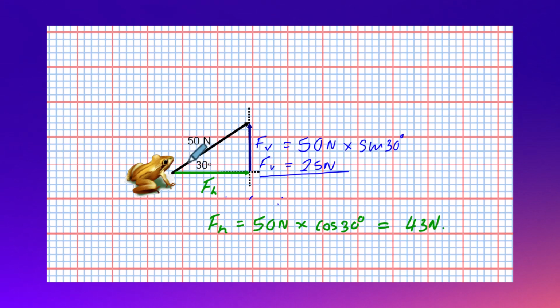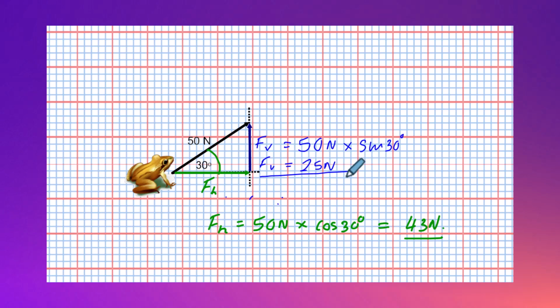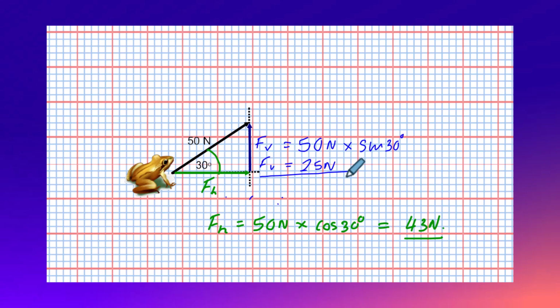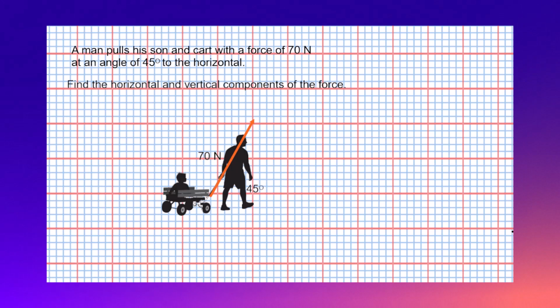So we've got a 50 newton vector at an angle of 30 degrees, and we've broken it down to a horizontal component, FH, which has a size of 43 newtons, and a vertical component, which has a size of 25 newtons. And that's very helpful when we come to different problems, breaking down the 50 newton vector into its horizontal and vertical components. And here's a third example of breaking a vector into its components.